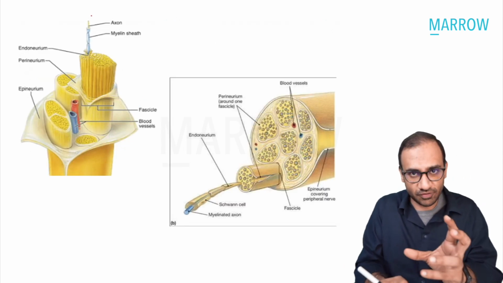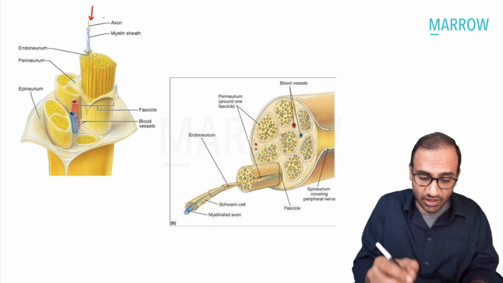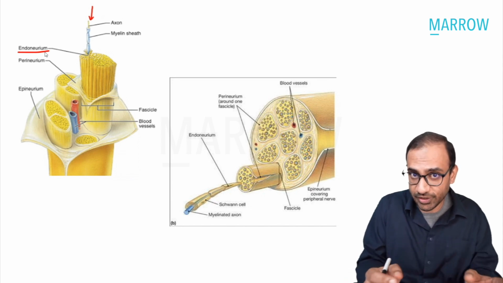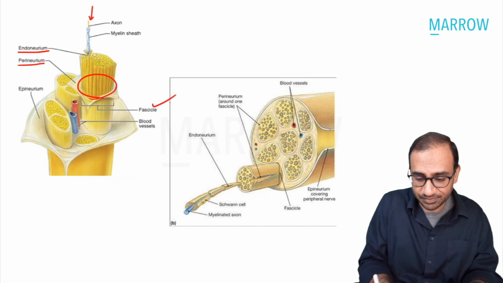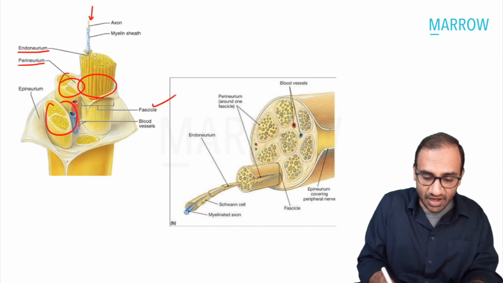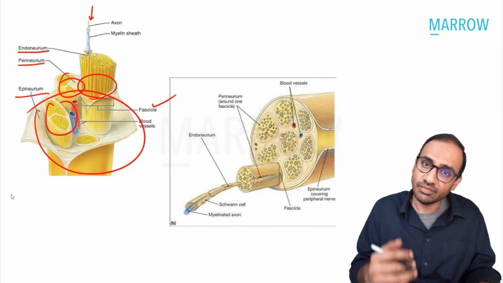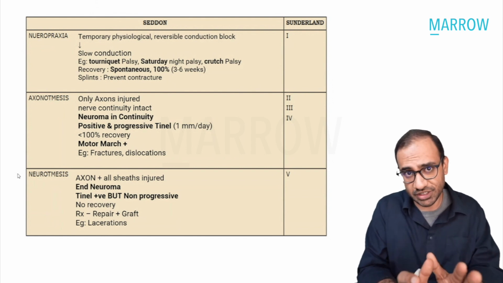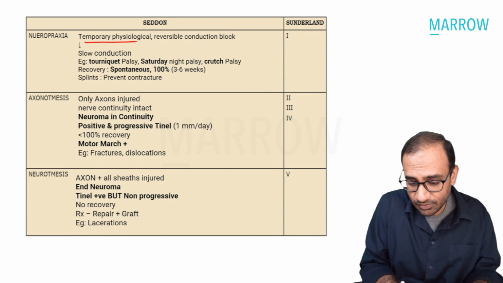So at the center of our nerve, there is an axon, and each axon is surrounded by a sheath known as endoneurium. And many such axons with their endoneuriums are again surrounded by another sheath known as perineurium, which makes a fascicle. And many such fascicles are again surrounded by another sheath known as epineurium, right? That's a nerve. In neuropraxia, what happens is, because of compression, there is no actual injury, but because of compression, there is a physiological conduction block. So temporary physiological reversible conduction block.